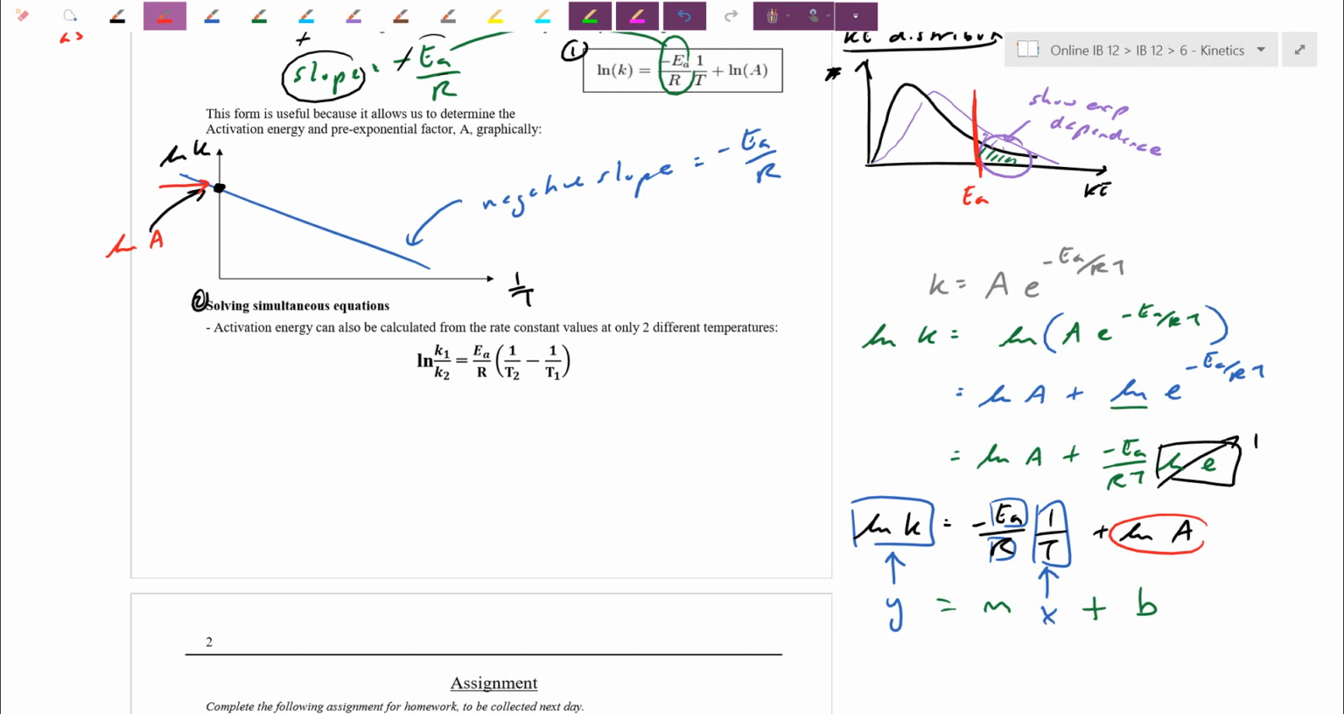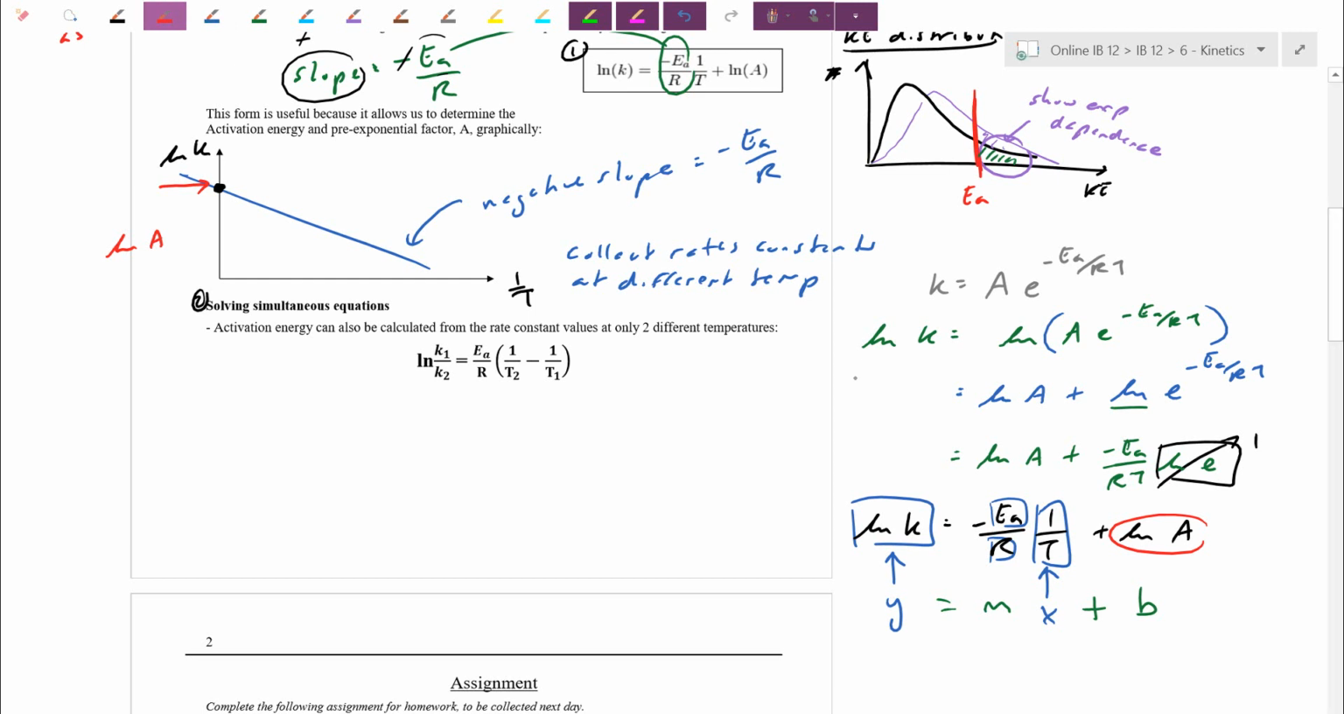So again, how we can do this graphically: there are actually a lot of experiments involved here, but what we need to do is collect a bunch of rate constants, calculating the rate constants at a bunch of different temperatures. And then you're not just going to plot k against temperature. That doesn't give you anything.